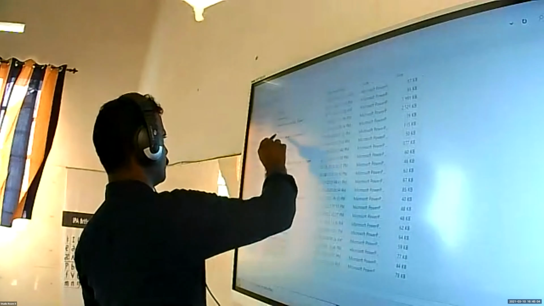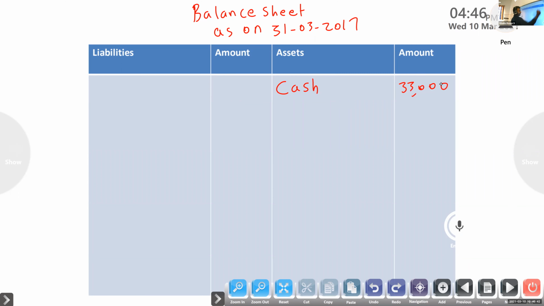So amount, cash, 33,000. Yes, 33,000. Receipt and payment account, closing amount. Next, outstanding subscription. You have to look at opening; it will not come. Opening will not come. Why?